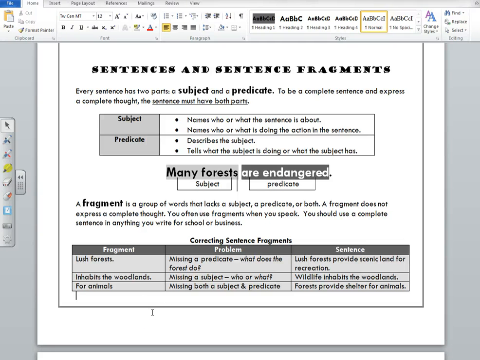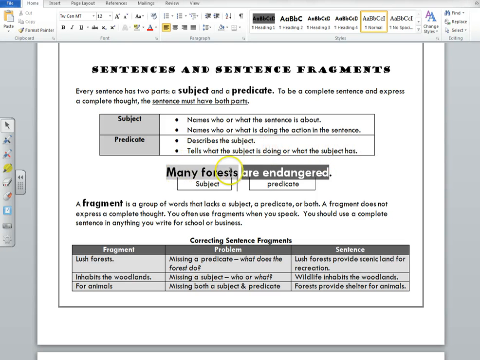This is the second lecture on sentences, and it's on sentences and sentence fragments. Every sentence, to be a complete sentence, will have two parts, a subject and a predicate. A subject names who or what the sentence is about, who or what's doing the action. The predicate describes the subject or tells what the subject is doing or what the subject has.